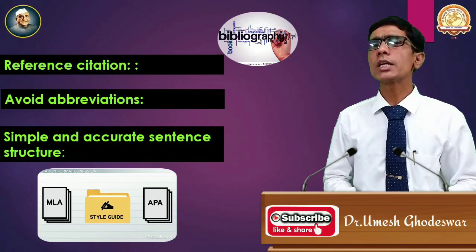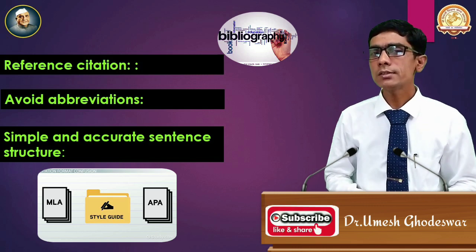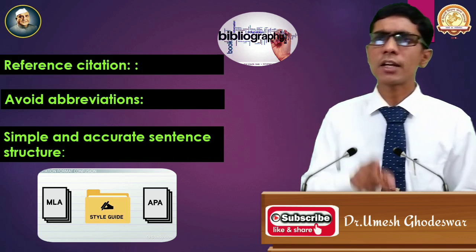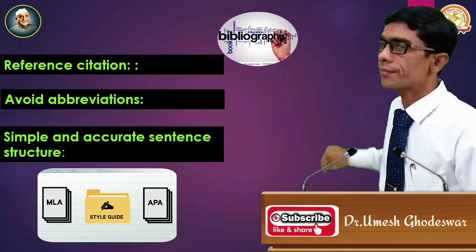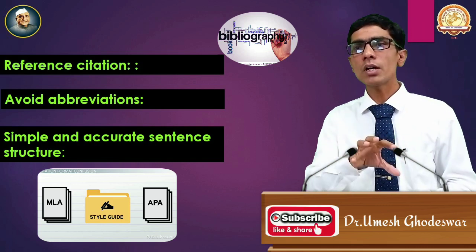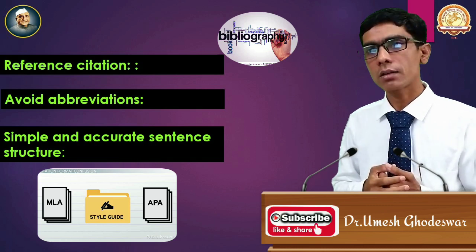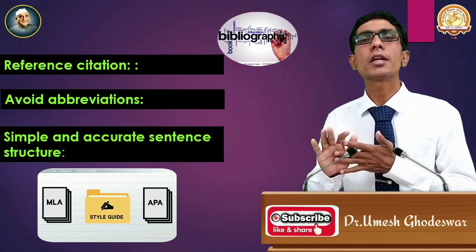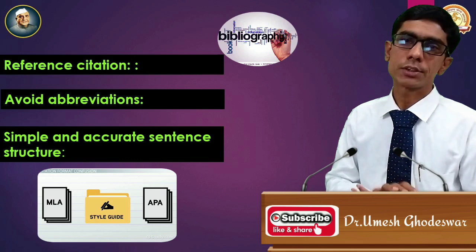Then the next point to be considered for a literature review is reference citation. Any reference cited in the literature review must be included in the bibliography section. The common practice is that reviewers do not list references in the bibliography that are not directly cited in the literature review or elsewhere in the paper or thesis.